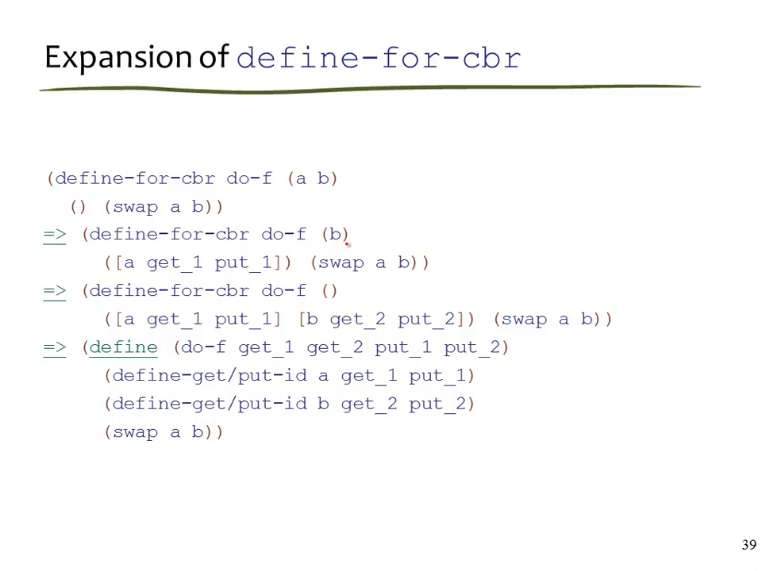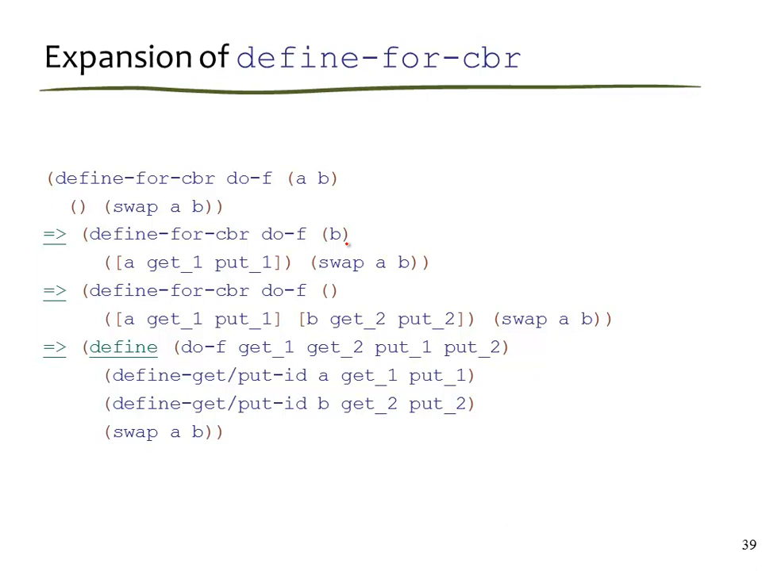So we'll call the macro with the name of the function. It has two arguments. This list is initially empty, and here is the body that doesn't change. After the first match, we get rid of one argument, a. And we put it into this list: a, get, put. See, these are new names, freshly generated. After the second match, B is taken away from the list.